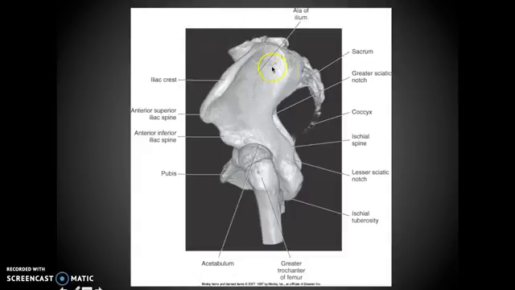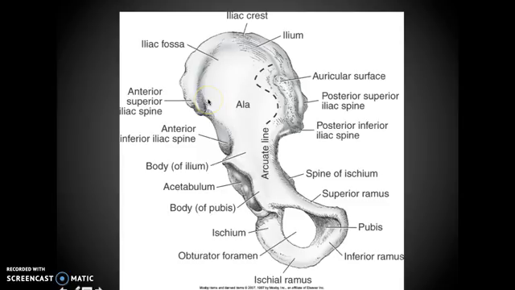The ala of your ilium with your sacrum and your coccyx down lower, you have your greater sciatic notch with your ischial spine. Your greater sciatic notch is here with your ischial tuberosity, your greater trochanter of your femur with your acetabulum, pubis symphysis, anterior inferior iliac spine, anterior superior iliac spine, and your iliac crest.